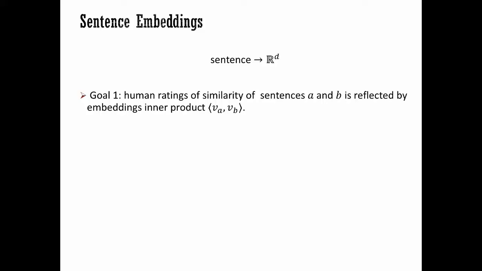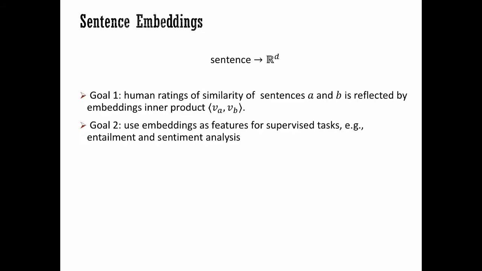There could be multiple goals, and one of them is that the human ratings of the similarity of two sentences A and B are reflected by the inner product of the embeddings v_A and v_B. Another goal is to use these embeddings as features for other supervised learning tasks, like entailment, sentiment analysis, or even similarity tasks.